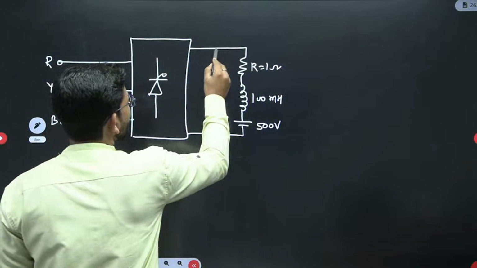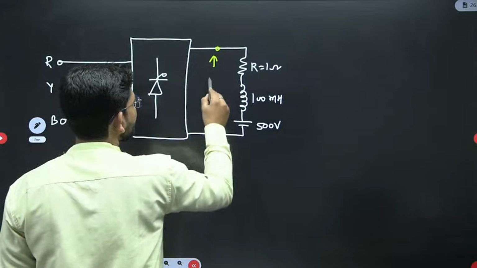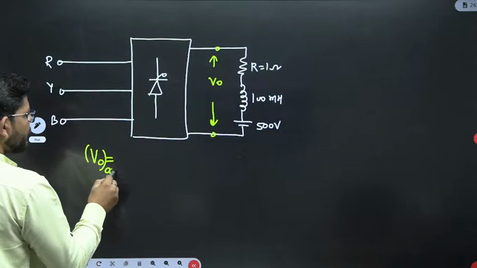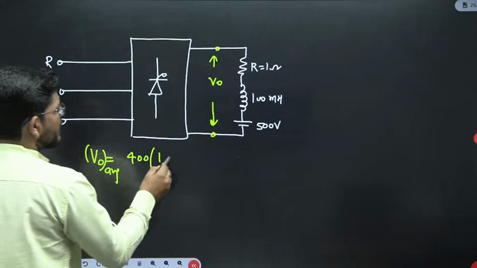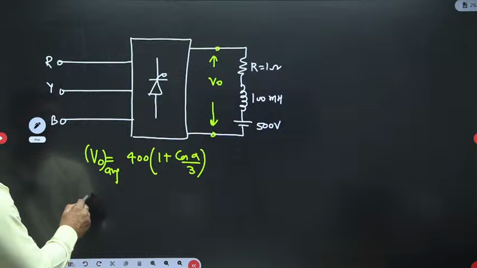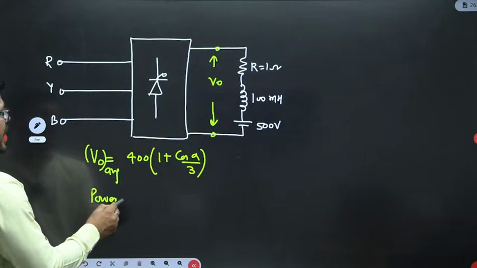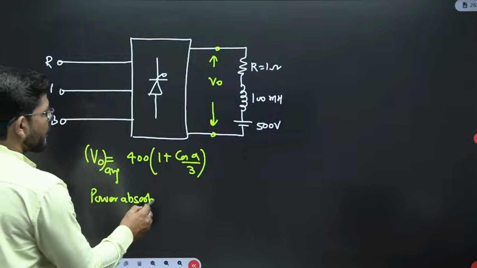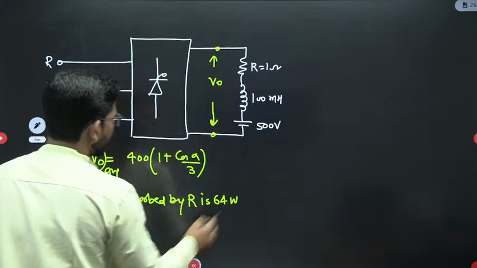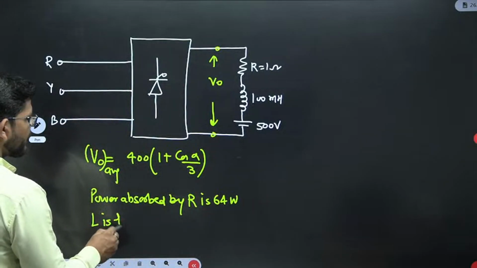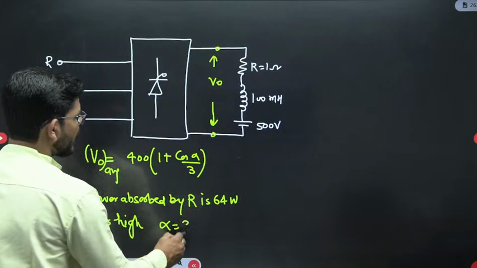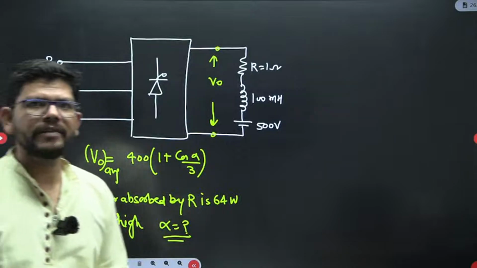Now the output voltage of the converter, this V0, we have been given an expression that average V0 is 400(1 + cos alpha)/3. They have also given the power absorbed by R as 64 watt, and L is very high. Then what will be the value of alpha? You have to calculate the value of alpha, and there were 4 options given.